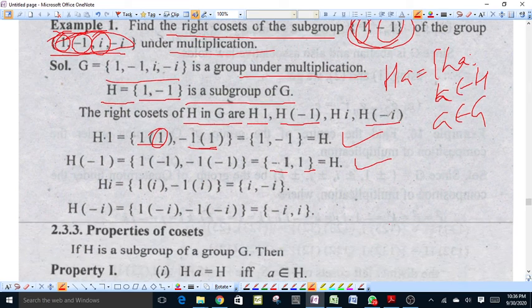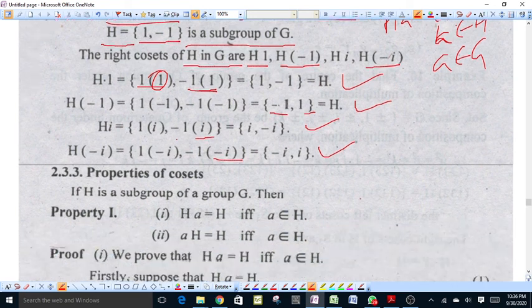Now H iota is determined by iota, a right coset: {1·iota, -1·iota}, that will be equal to {iota, -iota}. And again H(-iota) is equal to {1·(-iota), -1·(-iota)}, that will be equal to {-iota, iota}. These are the right cosets of the subgroup H of group G under multiplication.